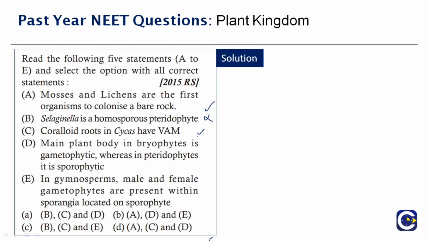Main plant body in bryophytes is gametophytic, whereas in pteridophytes it's sporophytic. Yeah, this is right. This one is wrong, it does not have any VAM in it. Next, in gymnosperms, male and female gametophytes are present within sporangia located in the sporophyte.